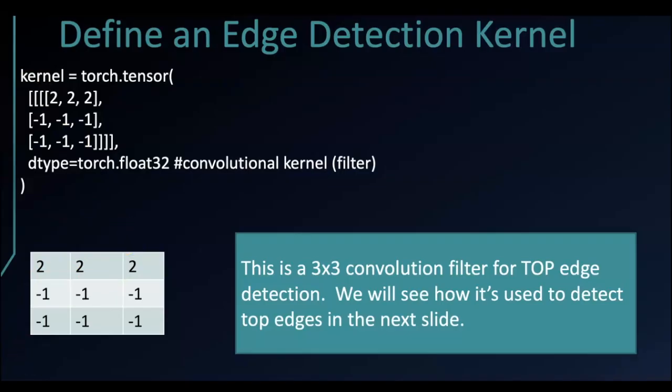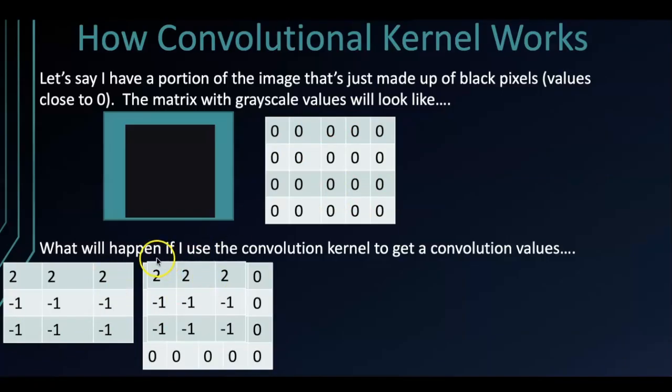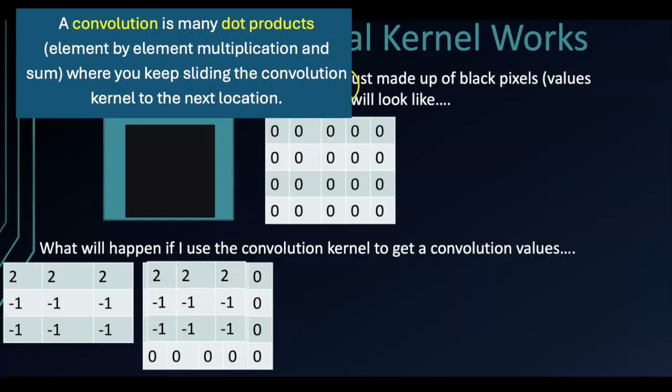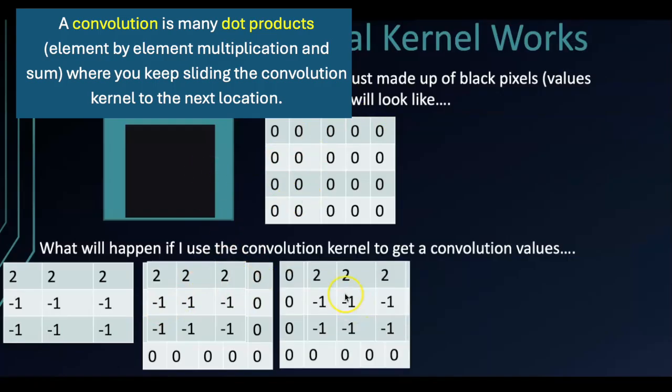So let's see how it can be used to detect edges. And I found it useful to start with a very tiny, small image. If I have this all dark black image, then it would be represented as a matrix with all 0s for the values. And what happens if I use the convolution kernel to try to find any top edges? Well, imagine that you take that 3x3 kernel and overlap it with the upper left corner, and you would multiply the 2 times 0, the 2 times 0, 2 times 0, -1 times 0, -1 times 0. You're basically just going to get 0 for everything. And then you move that over, and then you overlap it with the next pixels.